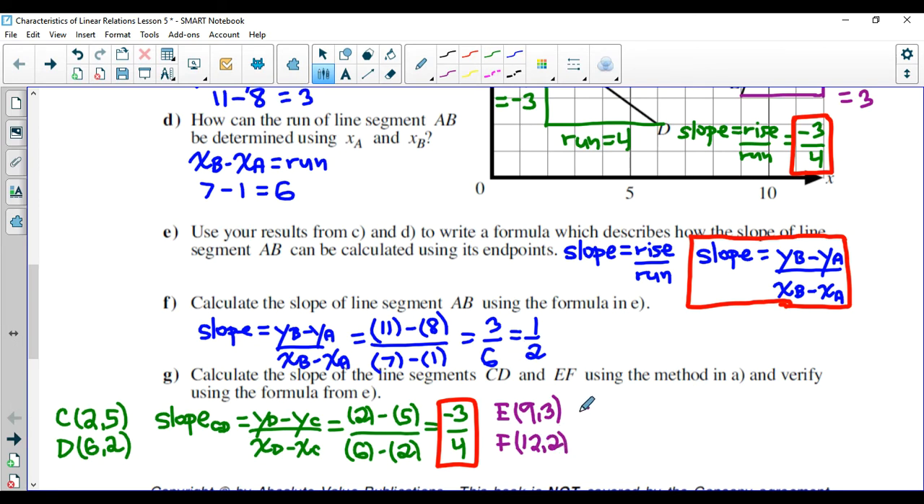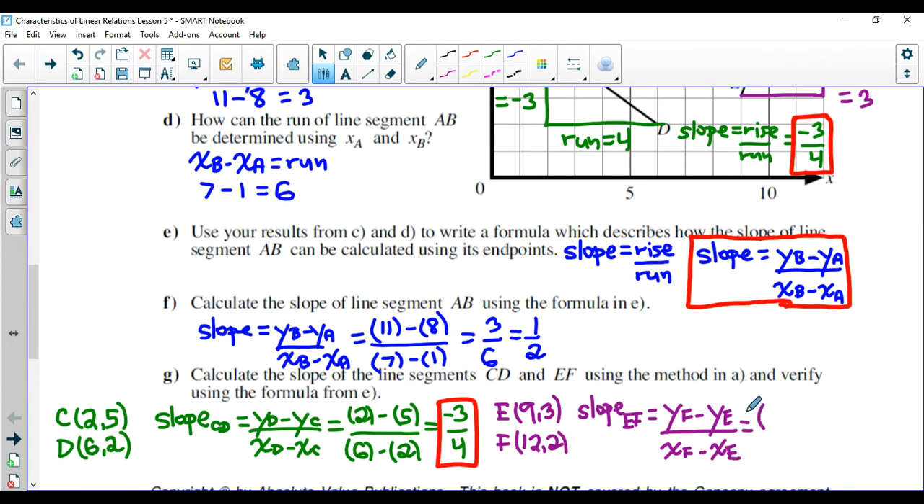Okay, so we're going to calculate the slope of line segment EF. Let's write a little subscript here to identify that. And this would be equal to, and again, I can change the letters on the subscripts to match up what I'm doing here. So we're going from E to F, so I'm going to say YF minus YE divided by XF minus XE.